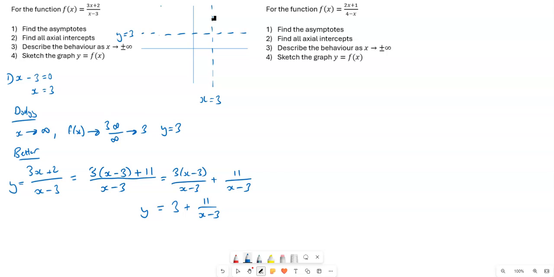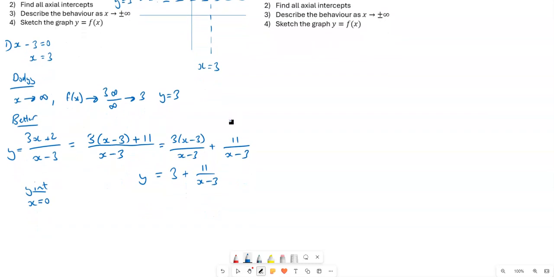And this is so forgettable, but so important. On the y-intercept, the y-axis, it is always the case that x equals 0. Let's just shift this up slightly. So if x equals 0, we know that y equals 3 lots of 0 plus 2 over 0 minus 3 equals minus 2/3. I would suggest you write these out as a pair of coordinates as soon as you've done them. Otherwise, you'll make a silly mistake, potentially.